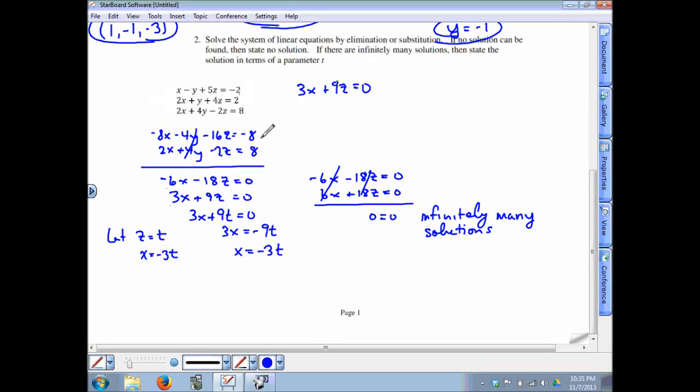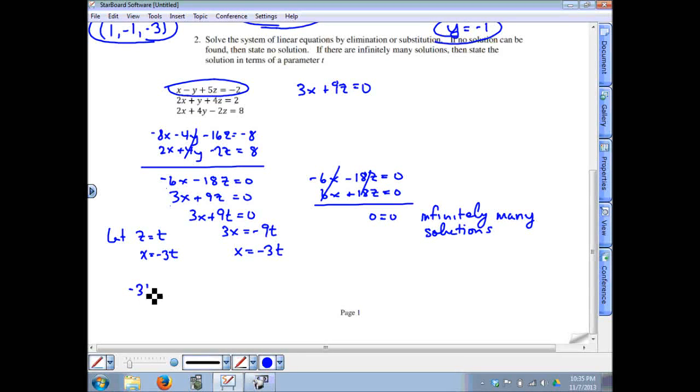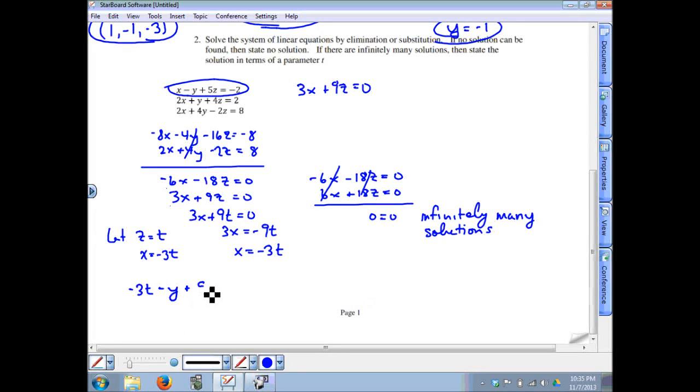And now we go back up to one of the original equations. Top one, for example, we need to solve for y. So if x is negative 3t, then we're going to have negative 3t minus y plus 5t equals negative 2. Negative 3t plus 5t, that's 2t, so negative y plus 2t equals negative 2. So rearranging this slightly and getting y by itself would give the equation y equals 2t plus 2. So that's the final variable we needed.